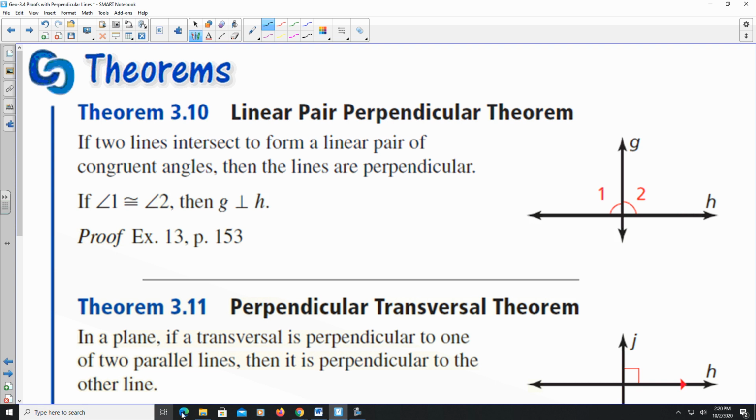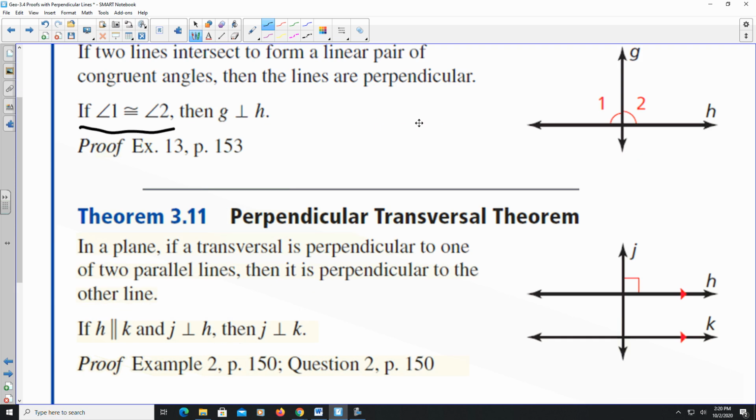Here on this page, we have a few theorems that we're going to use to help us prove some lines that are perpendicular. The first one here is a linear pair theorem. Basically, the conditional statement through the diagram says that if angle 1 is congruent to angle 2, then we can say that G is perpendicular to H.